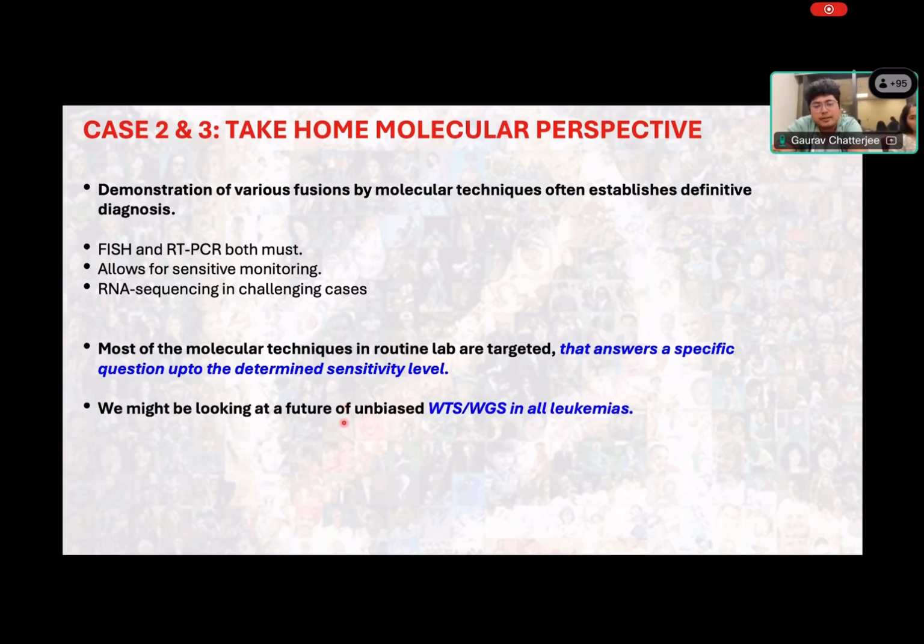And just to get around this problem, we might be looking at a future very soon in AML where we will do unbiased sequencing in all leukemias, like whole transcriptome or whole genome. So maybe that kind of future is also not very far away, where we will not really require all these targeted things. We will probably do unbiased broad-spectrum sequencing in all leukemias. So I think that was my last slide.